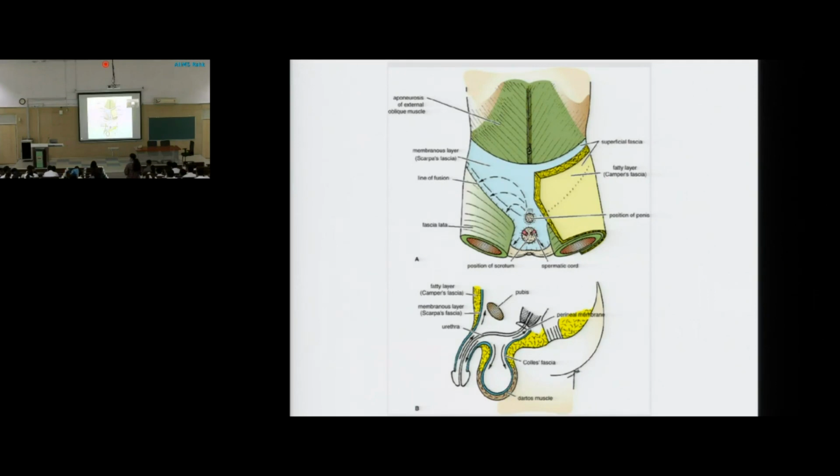Clear? But in this scrotum, what happens? This fatty layer becomes replaced by a muscle that is called the dartos muscle. So this superficial fatty layer becomes replaced by one muscle called the dartos muscle. Now coming to this membranous layer. This membranous layer is again coming onto the scrotum and becoming continuous with the deep fascia of the scrotum and the deep fascia of the penis. And this deep fascia around the penis is called Buck's fascia.